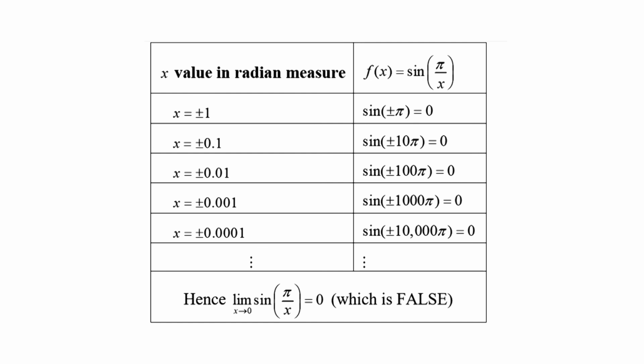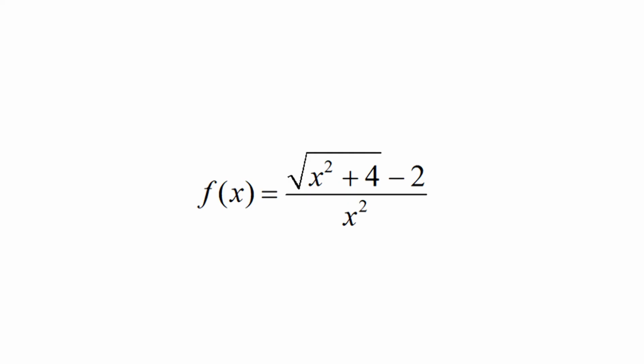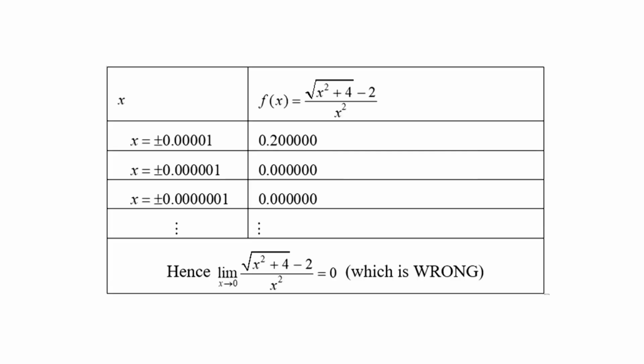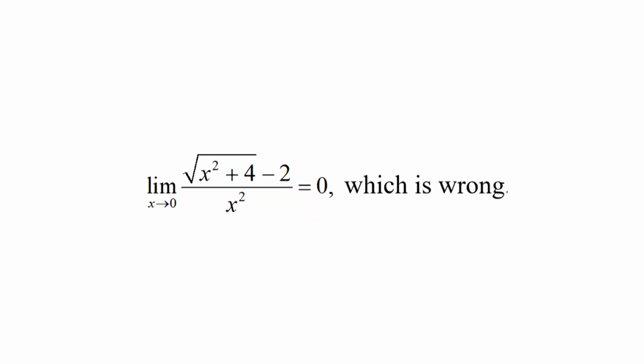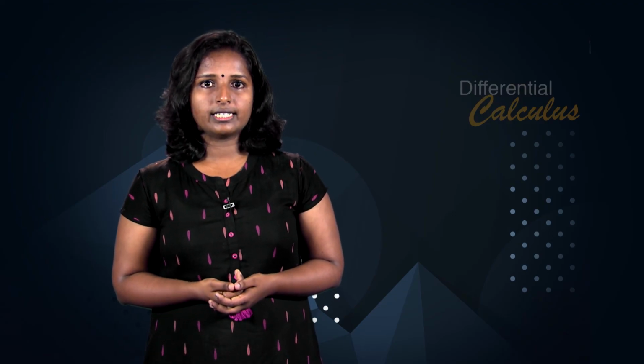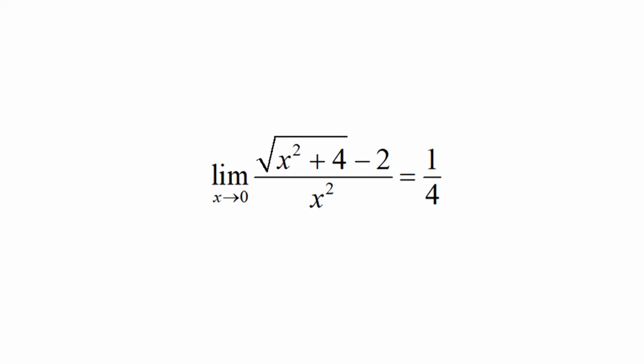As another example, for the function f(x) equal to (square root of x square plus 4 minus 2) upon x square, the following table will mislead us to conclude that the limit of (square root of x square plus 4 minus 2) upon x square as x approaches 0 is 0, which is wrong. Using some method, we will see in the coming session that the limit is 1 upon 4, which is the right answer.